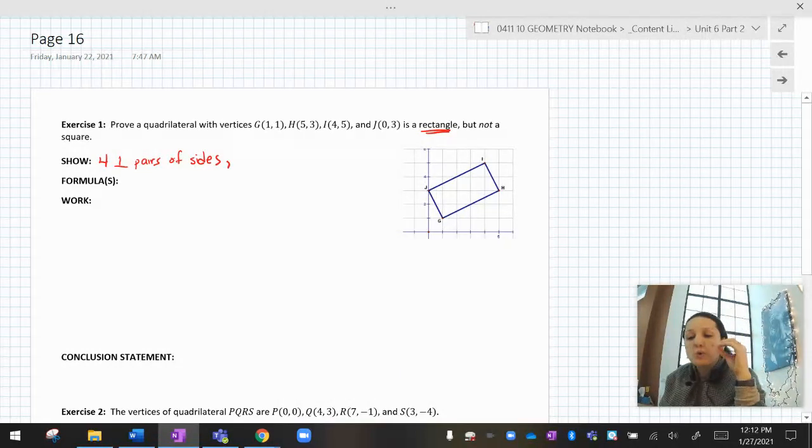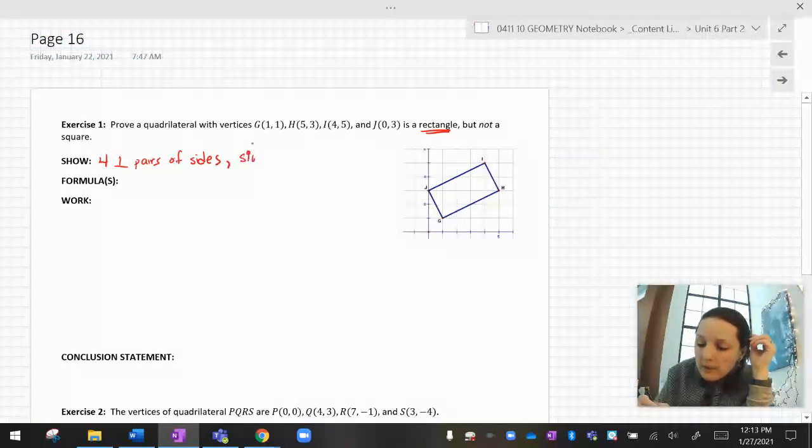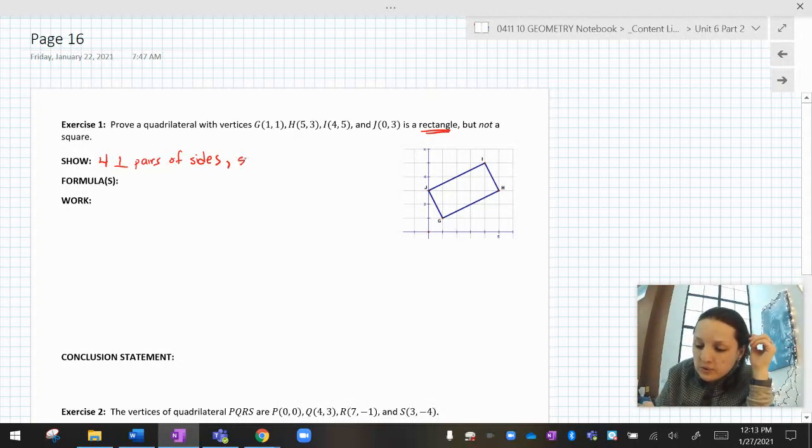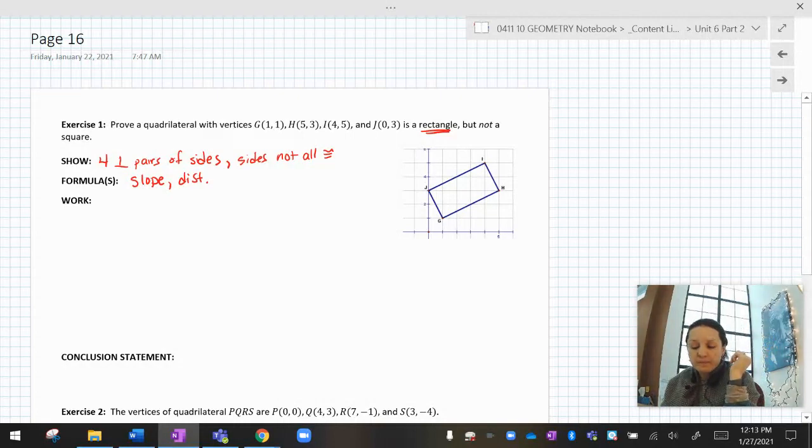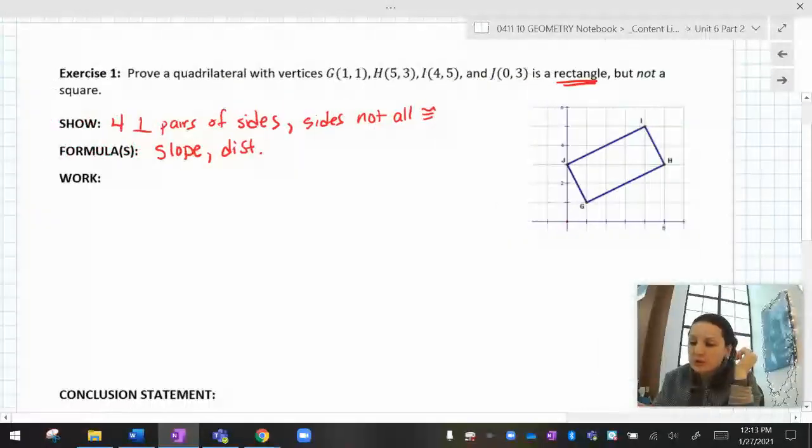And if I want to show that it's not a square, I want to show that I have pairs of sides that aren't equal. So sides not all congruent. So which formulas is that going to take? Well, to show something's a rectangle, I would need slope. And to show that something is or is not a square, I would need slope and distance. So now we're just going to do that.